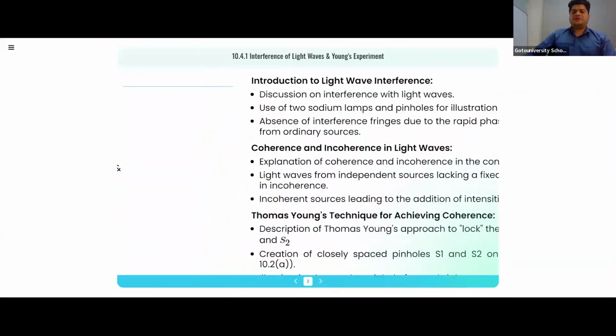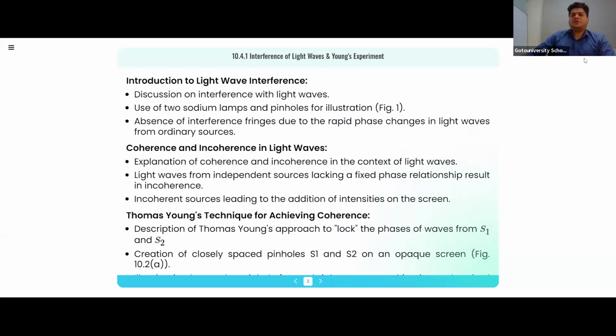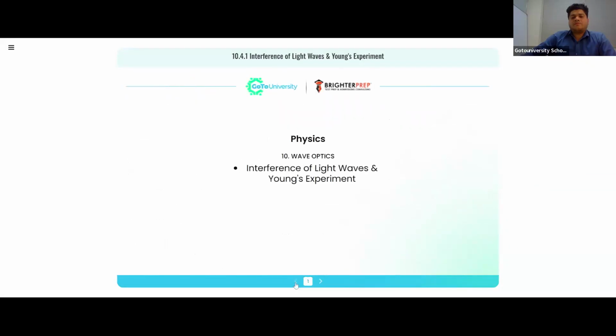Next is interference of light. So, what do you mean by interference? Before that, I'll explain you one short story. Let us consider that you have a Shant Talab, a silent lake.